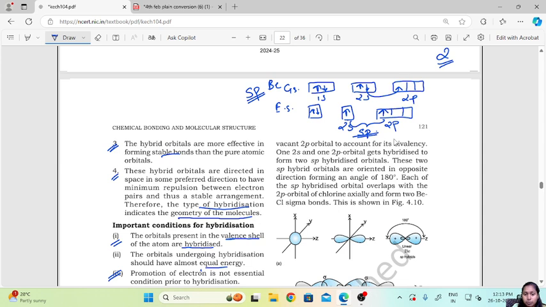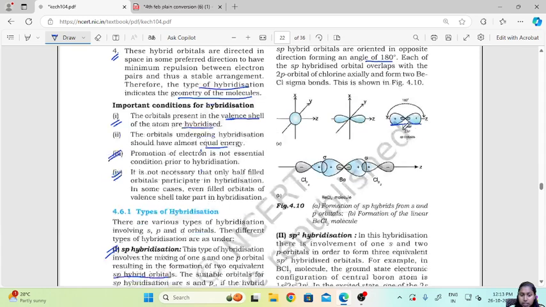Now these two sp hybrid orbitals are oriented in opposite directions, forming an angle of 180 degrees. Both the hybrid orbitals are arranged in such a way that they form a linear structure, opposite to each other, a linear 180 degree structure. Now each of the sp hybrid orbitals overlaps with the 2p orbitals of chlorine axially and forms two beryllium-chlorine sigma bonds.